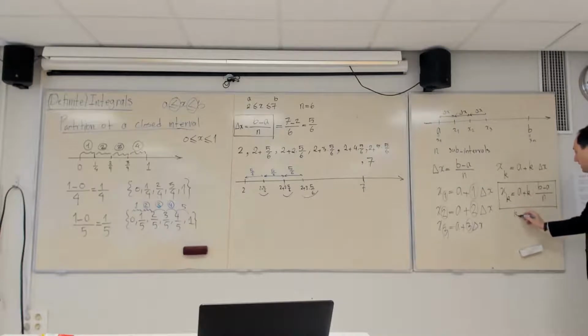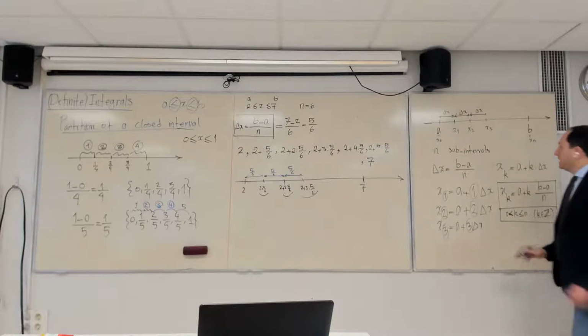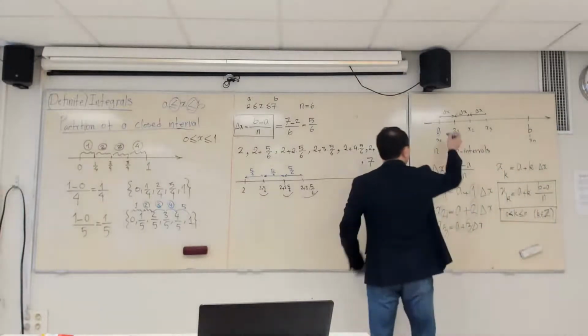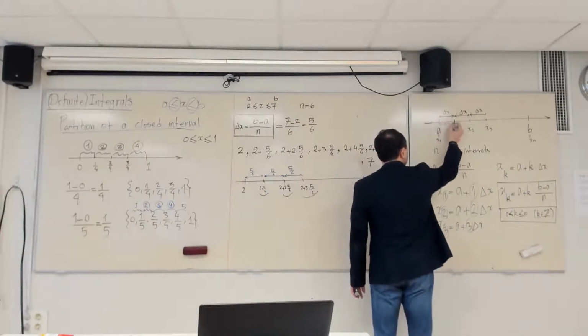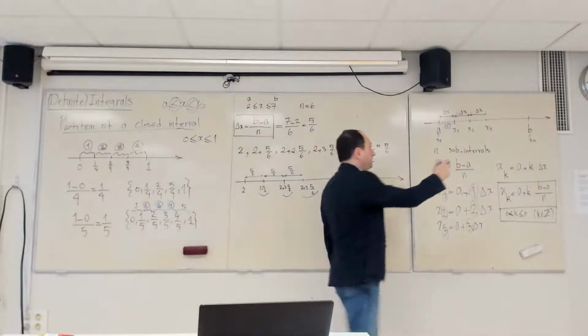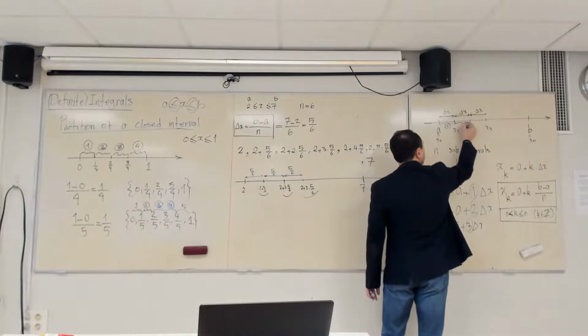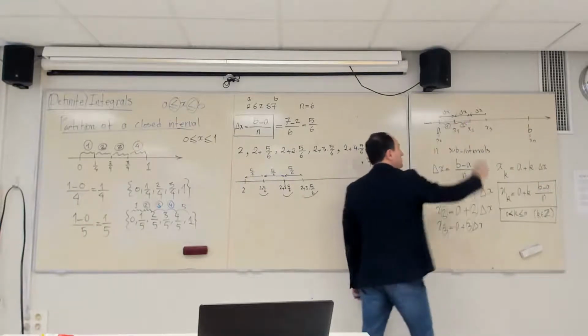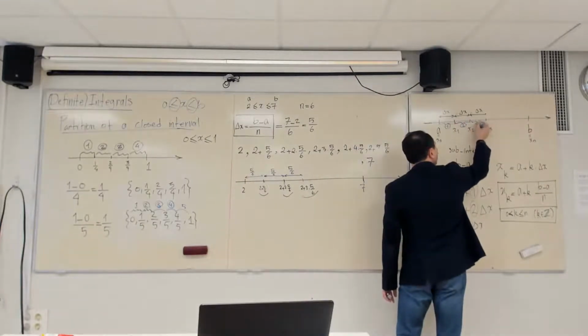So here I can write that k is somewhere between 0 and n. K belongs to the set of non-negative integers between 0 and n. So this is also, I put it here. One more thing is that I want you to understand this is called the first subinterval. This is called the second subinterval. This is called the third subinterval.